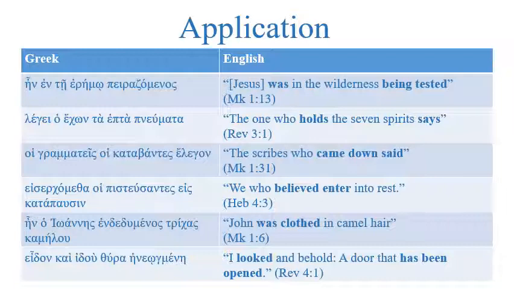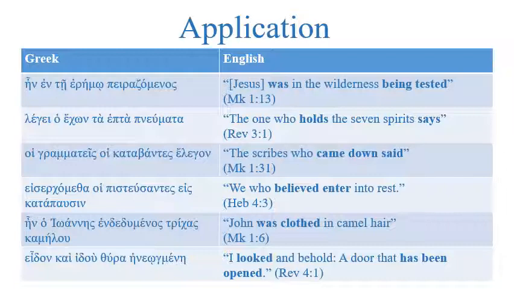In the same way, we see this in Revelation. Our participle, eneogmene, has been opened, describes the door that the speaker sees. Sometimes as well, the participle functions as part of a verb. So in Mark 1:6 and Mark 1:13, we see how the participle completes a verbal thought. John was clothed in camel hair, or Jesus was in the wilderness being tested. Finally, the important thing about the participle is it helps us to make subtle distinctions in our past tenses.